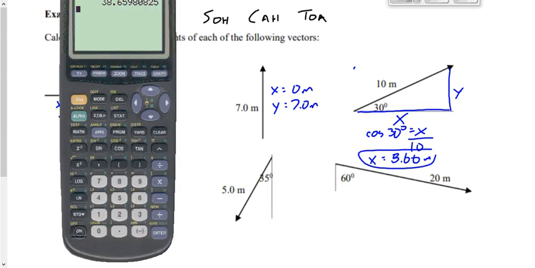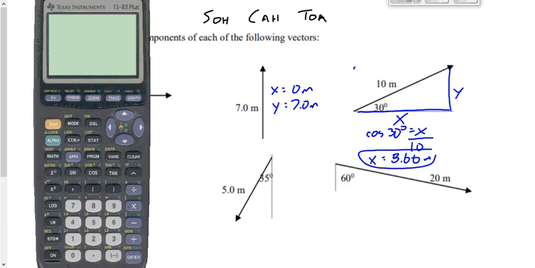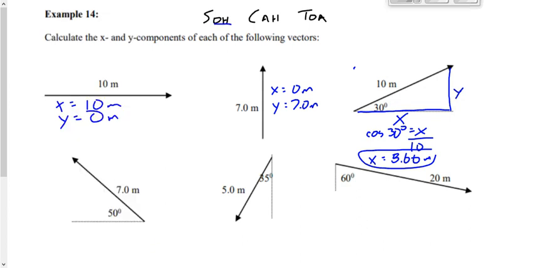I'll show you that on the calculator. Make sure that you can get this. Say 10 times cosine 30, the 10 goes up by multiplying. 10 times cos 30 gives me 8.66. Now for the y component, which side of the triangle is the y component? Opposite, adjacent, or hypotenuse? Opposite. So opposite and hypotenuse go with sine function. So we're going to say sine 30 degrees is equal to opposite over hypotenuse. Y ends up being equal to 5.0 meters.